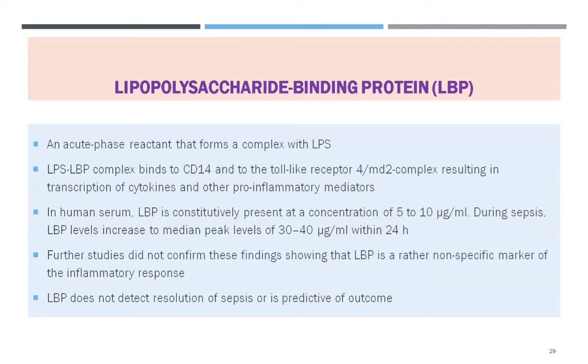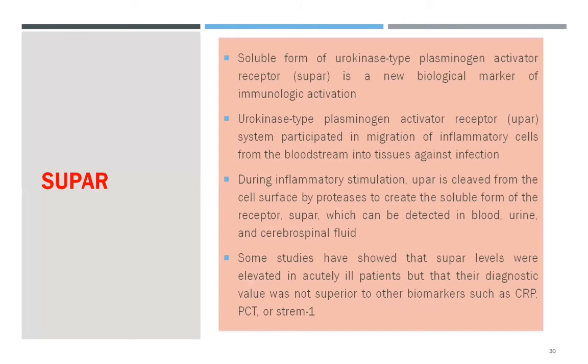At a concentration of 5 to 10 microgram per ml, it is normally found in human serum. But in sepsis, LBP levels increase to about 30 to 40 within 24 hours. However, it is a non-specific marker and does not detect resolution of sepsis, nor is it a predictor of outcome.